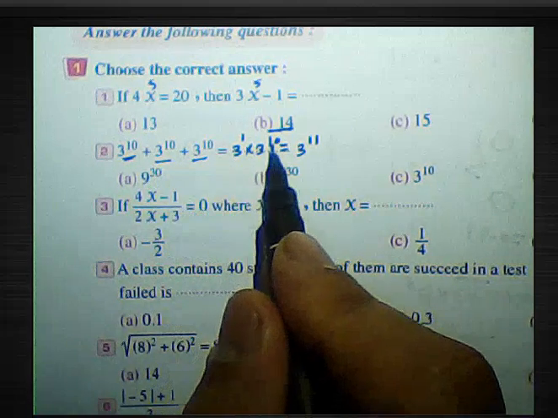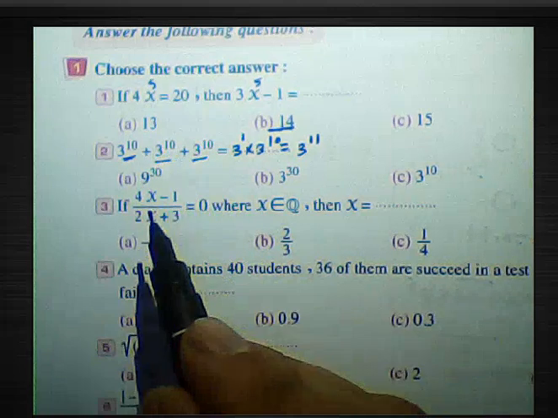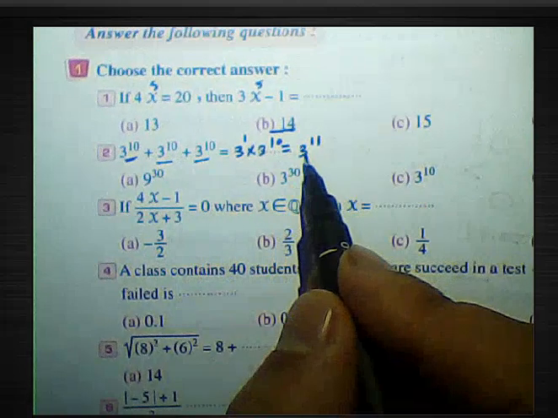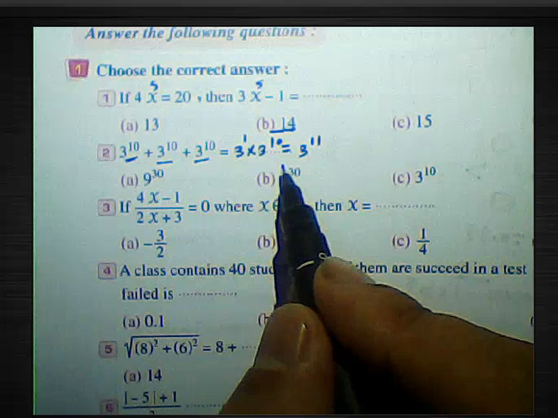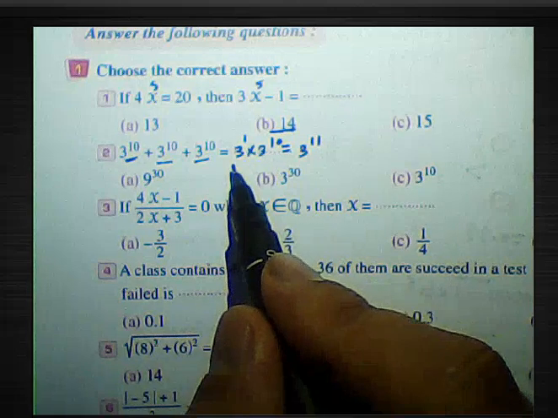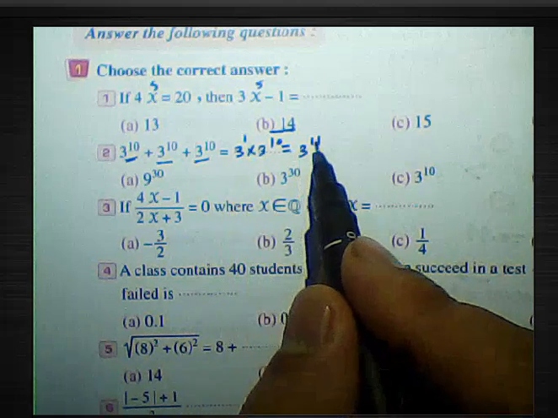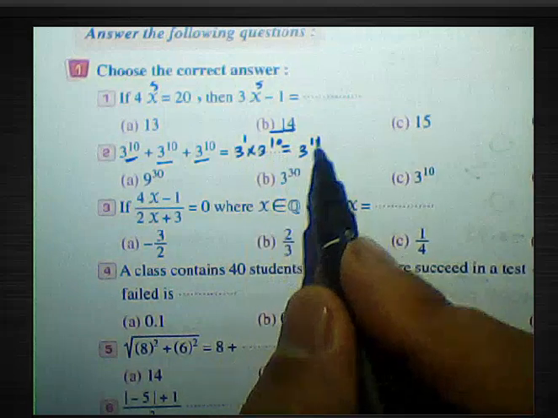3 times 3 power 10, because 3 power 10 is repeated 3 times. And the result will be 3 power 11, because we have the same base. The multiplication will be 3 and the power will be 11, since 10 plus 1 equals 11.